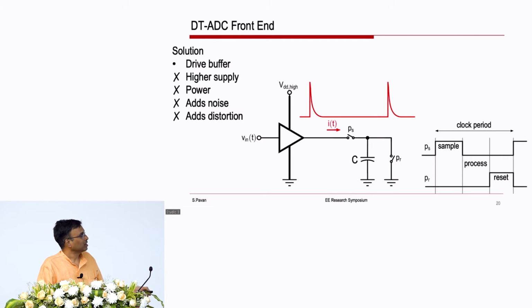And it turns out that, as we just discussed, typically this buffer will have a lot of current, comparable to maybe 50% of the ADC's power, and it adds noise. All active circuitry adds noise and also distorts the signal, because this is made with transistors. Transistors are nonlinear and you get distortion.